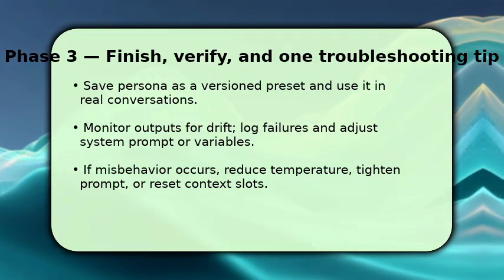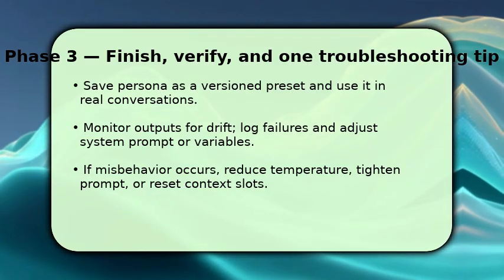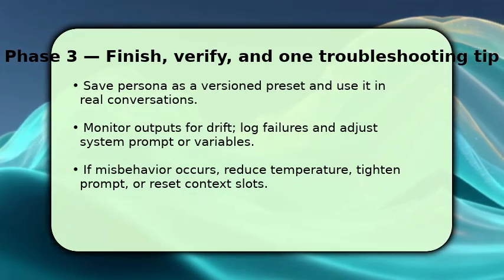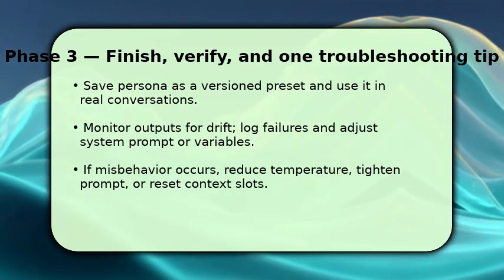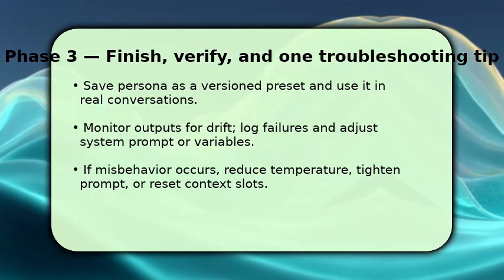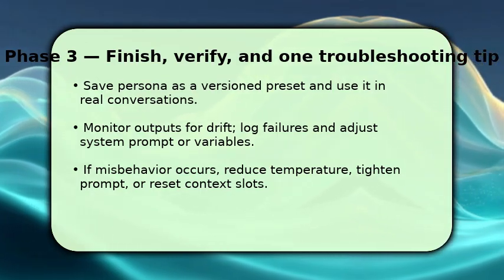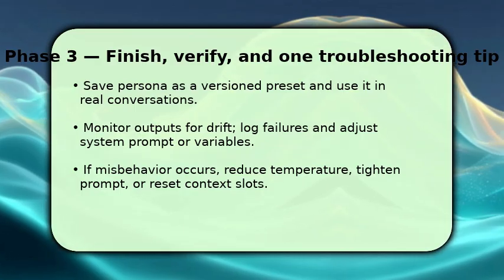If things go wrong, first reduce temperature and top P to increase determinism, then tighten or rewrite the system prompt and reset any stale context slots. Make sure to test after each change. This iterative loop keeps the persona accurate and safe in production.